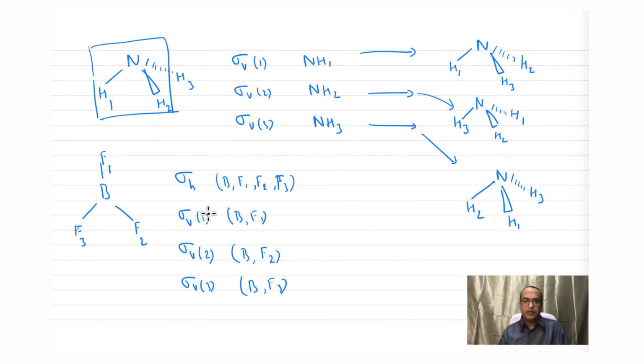If I do one quick operation here, let's say this is my plane. This will be sigma V1. So B and F1 would not change. F2 and F3 will be replaced or reflected. Similarly, you can see what will happen if you do sigma H, sigma V2, or sigma V3.